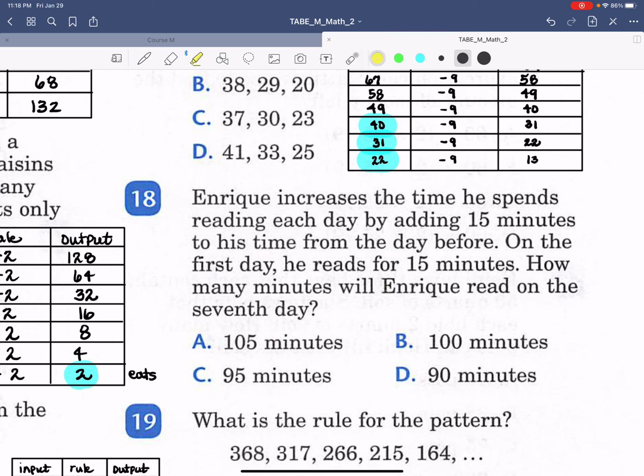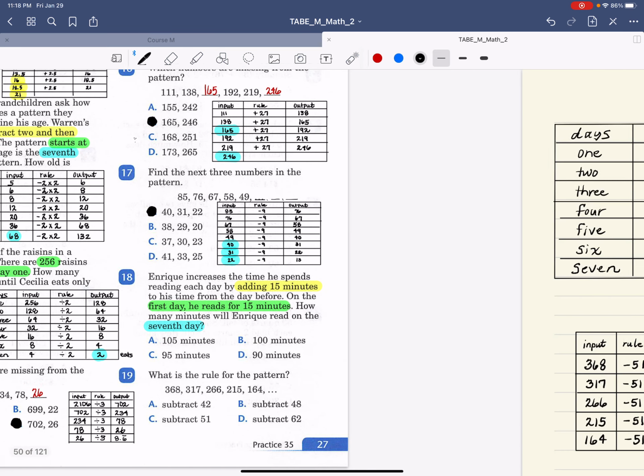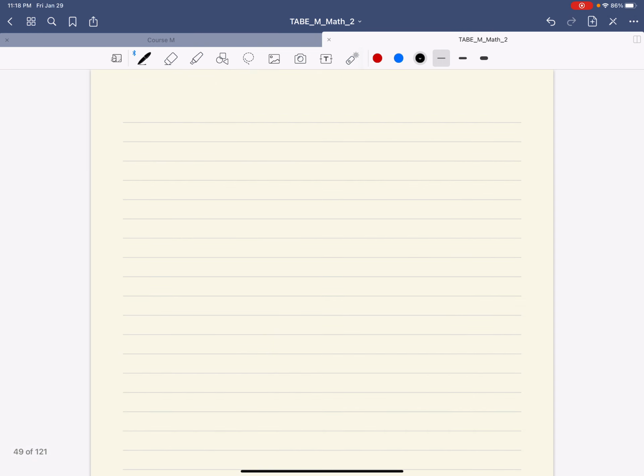So they've given us all we need. They've given us the rule. They've given us the starting point. And they're asking us to go all the way to the 7th day. And I do not have room to draw a table here, so let me go to a clean sheet of paper. So let me sketch this out.